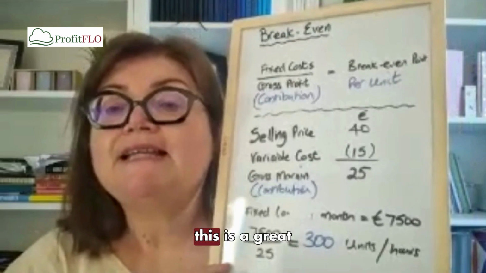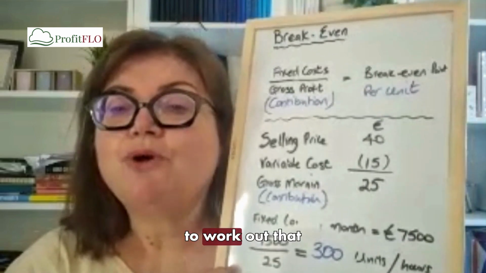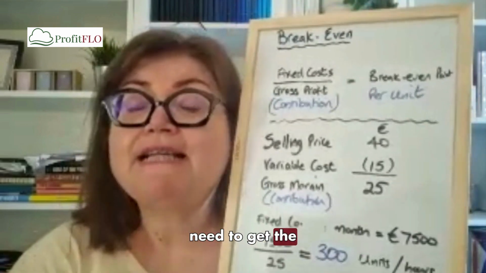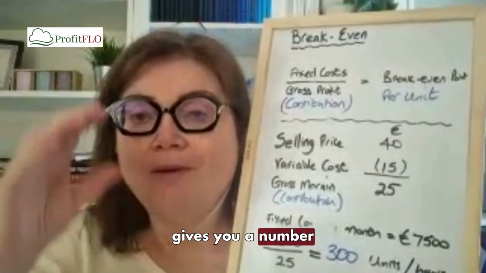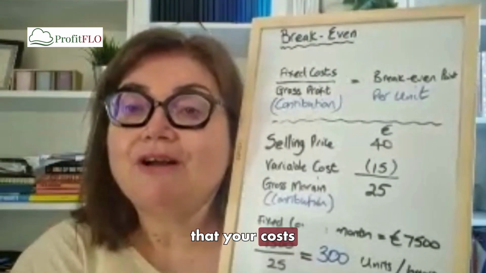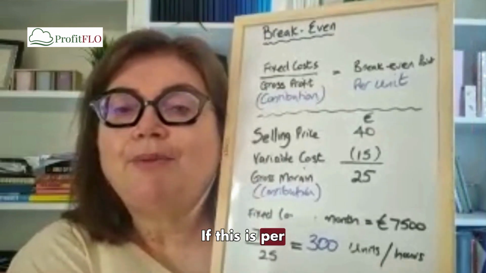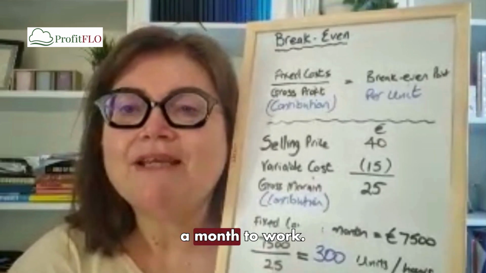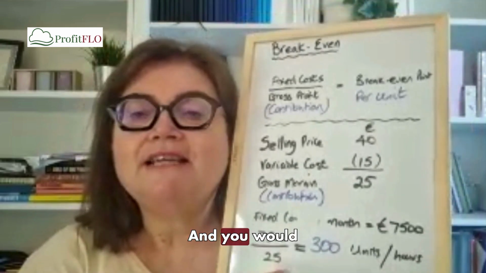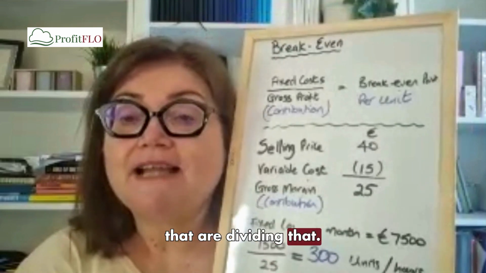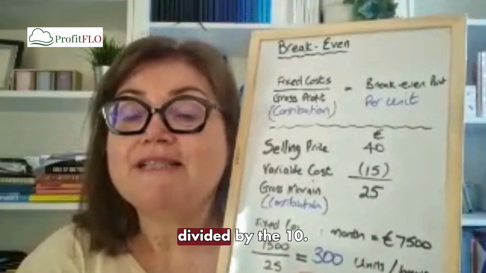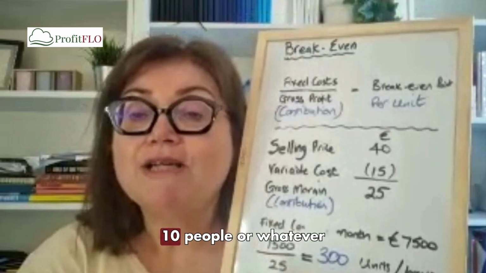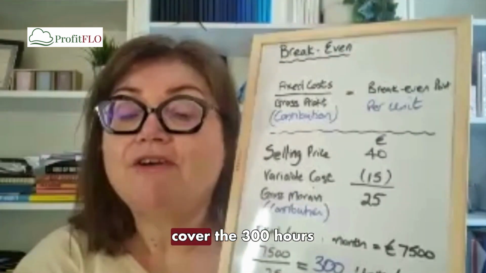So this is a great gauge for you to be able to work out that you need to have capacity for 300. Maybe you need to get the orders in. It gives you a number to focus on so that you know that your costs are being covered. If this is per hours, we obviously don't have 300 hours in a month to work. And you might have 10 people that are dividing that. So they might then have 300 hours divided by the 10. So each person needs to be working 30 hours.